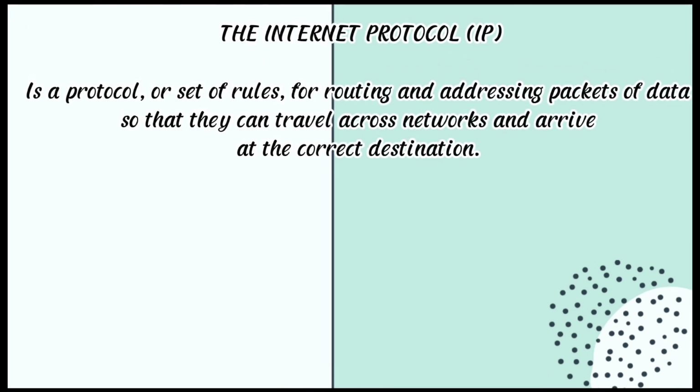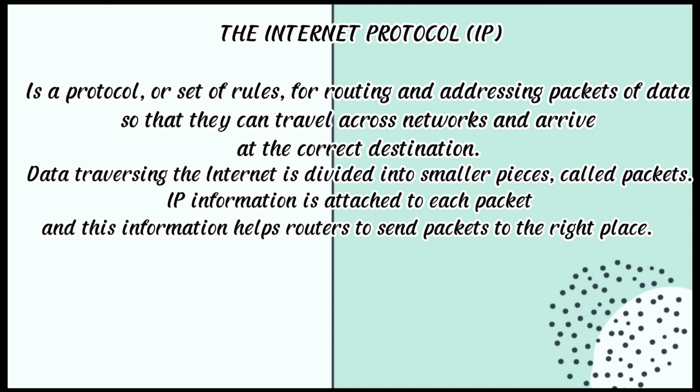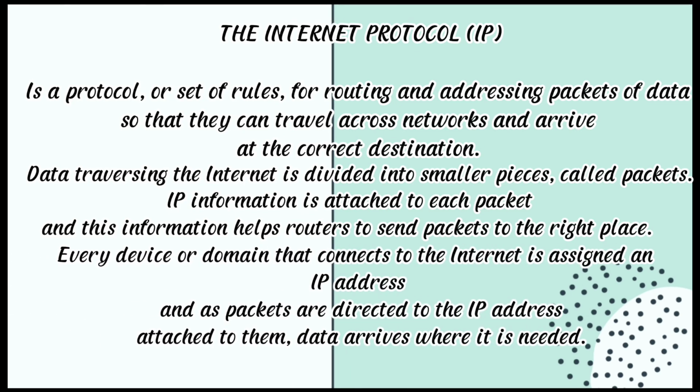The Internet Protocol (IP) is a protocol or set of rules for routing and addressing packets of data so that they can travel across networks and arrive at the correct destination. Data traversing the internet is divided into smaller pieces, called packets. IP information is attached to each packet, and this information helps routers to send packets to the right place. Every device or domain that connects to the internet is assigned an IP address, and as packets are directed to the IP address attached to them, data arrives where it is needed.